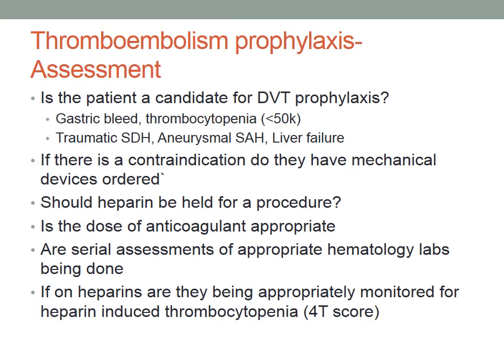Many of the agents need to be adjusted for weight or renal function. We should also assess if the appropriate labs are being ordered, such as a hemoglobin and hematocrit and a platelet count. If patients are on heparins, we also want to assess that they are being monitored for heparin-induced thrombocytopenia. There is a guideline on the Froedtert Scout page to provide more information on that.